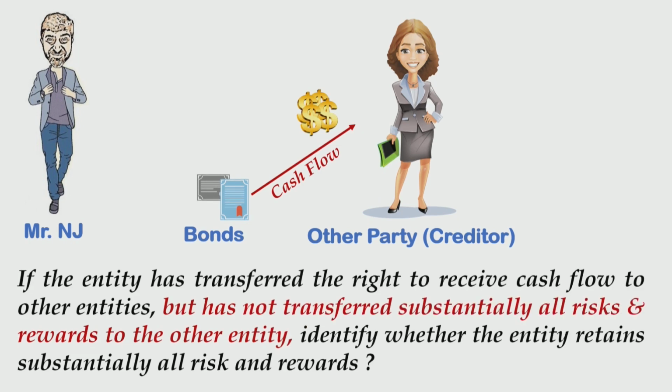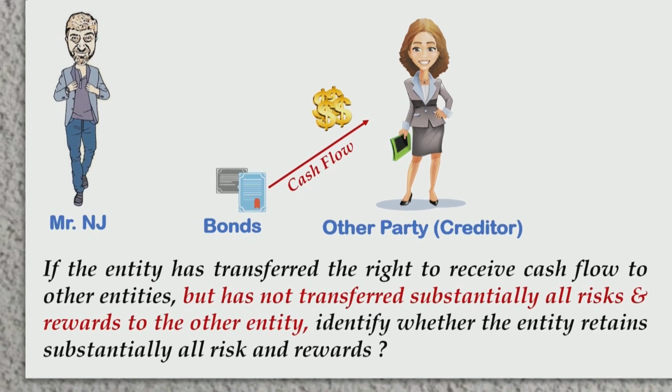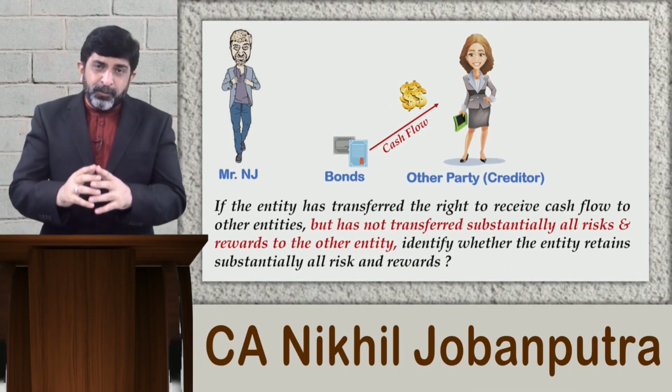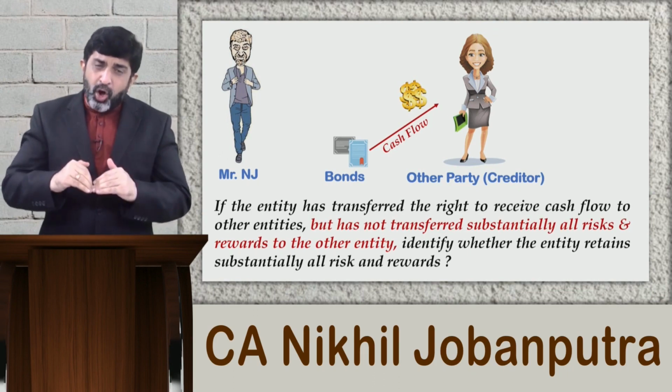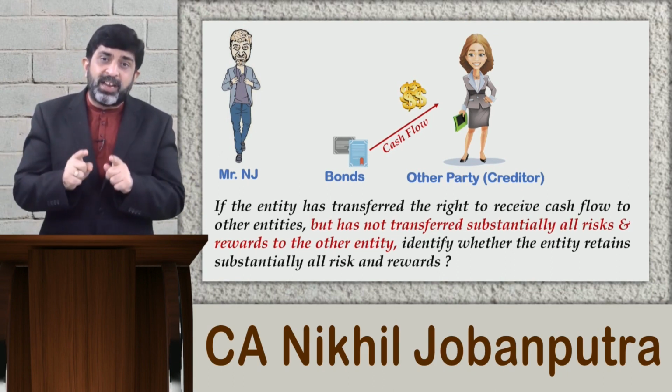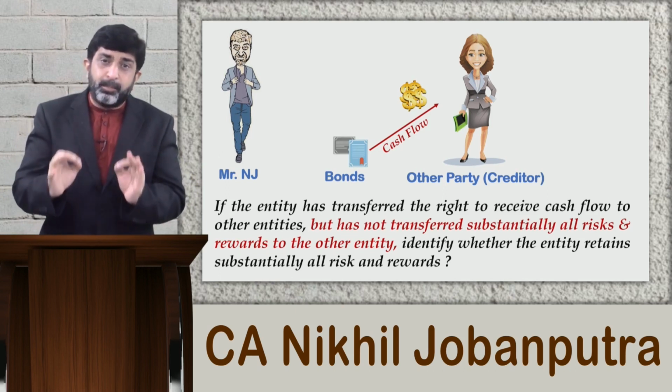If the entity has transferred the right to receive cash flow to other entities but has not transferred substantially all risks and rewards to the other entity, identify whether the entity retains substantially all risks and rewards. This is the third scenario that we were talking about. So now tell me, in this case, what will happen? If the entity has retained all substantial risks and rewards, then the entity should continue to recognize. If the entity has not retained all substantial risks and rewards, then only there is a problem.